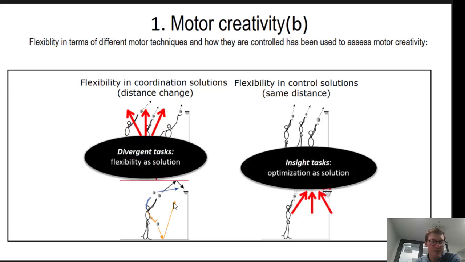So again, the point here is to say that, look, when we have divergent tasks, flexibility is a kind of solution. With insight tasks, we might think of optimization as a way of solving the problem.